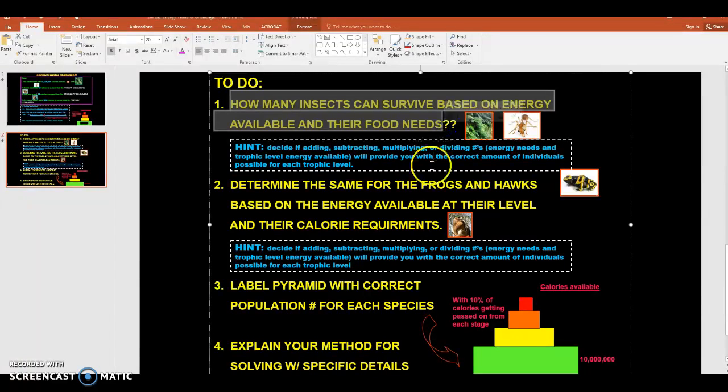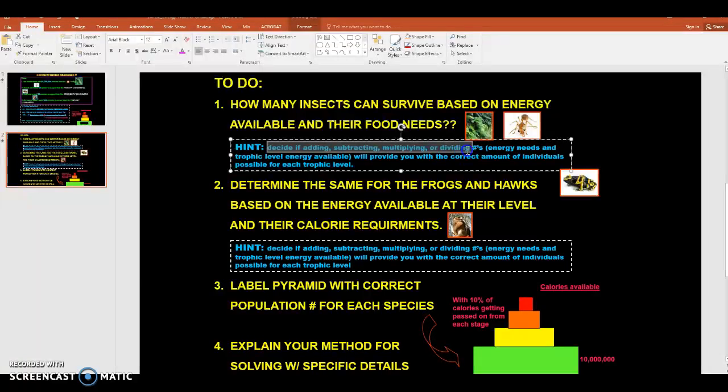You'll know how many can survive there, and that'll tell you the population. You'll end up knowing the population of ants, because there's only so much energy they have to share. Once they run out of that energy, no more individuals can exist. Their population can't be any bigger because they just don't have food to share anymore. You just have to decide if adding, subtracting, multiplying, or dividing these two numbers, what the ant needs and the energy available at their level, is right.